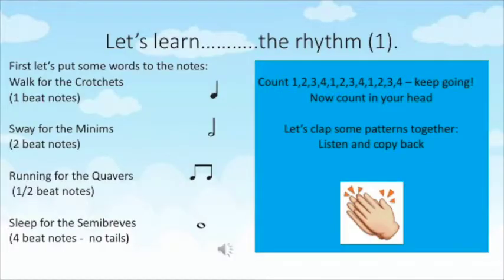Now let's look at the notes we're going to be playing. We're going to be playing crotchets worth 1 beat, minims worth 2 beats, quavers worth half a beat each, and they usually come in pairs, and semibreves, which are worth 4 beats. They are not coloured in and they have no tails.